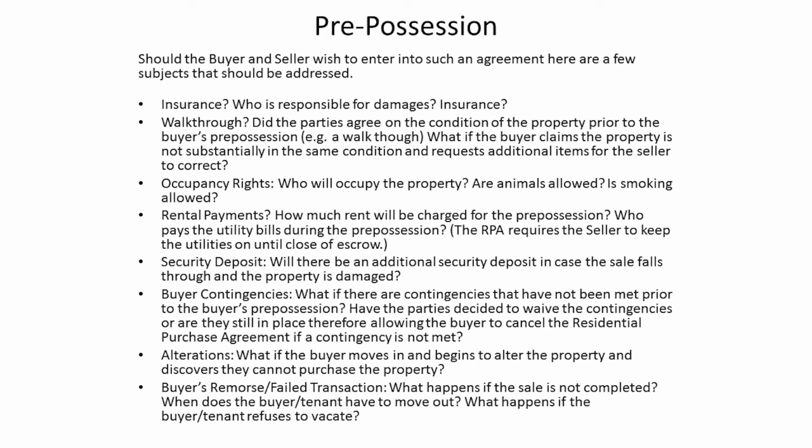The RPA says the seller has to maintain the utilities through the close of escrow. If the buyer moves in pre-possession, I'm cranking the AC down to 68. Who's in charge of that? Security deposit. Will there be another deposit in case the sale falls through and the property is in danger? What about buyer contingencies? If there are still some buyer contingencies and they haven't been met prior to pre-possession, what happens? What happens if the buyer decides they want to go in and start demoing the interior of the property before the close of escrow? And most importantly, the last one, what happens if the sale is not complete?